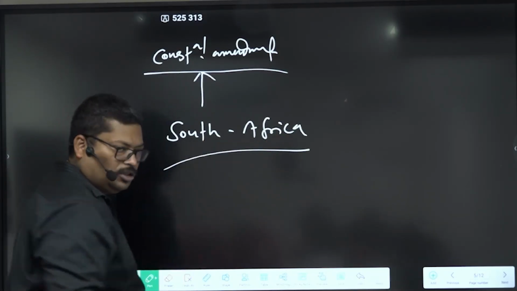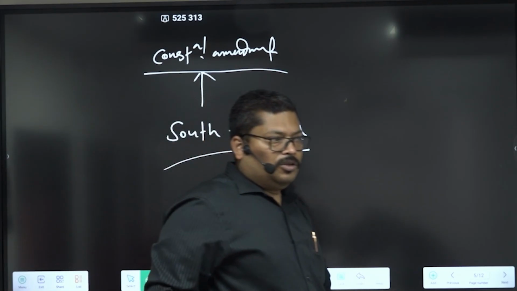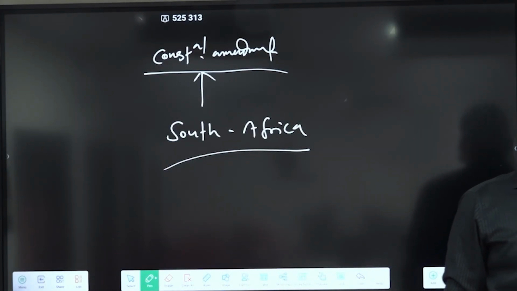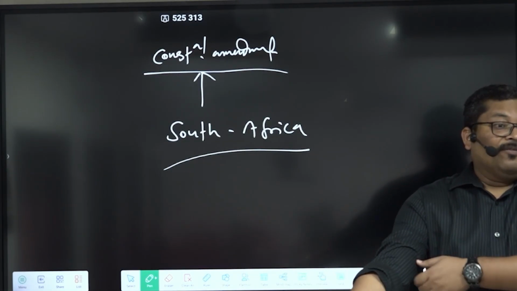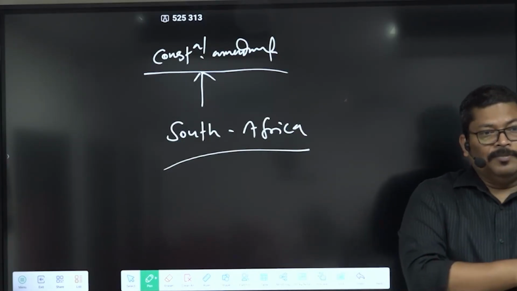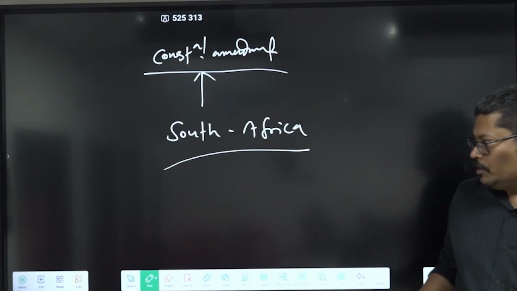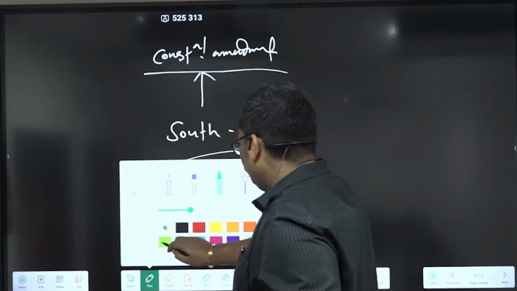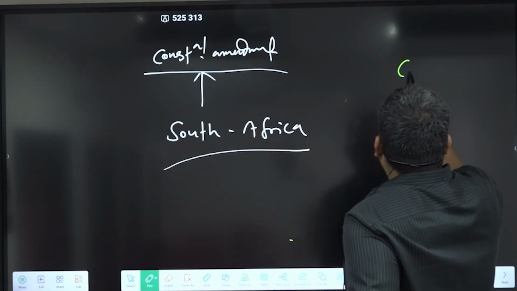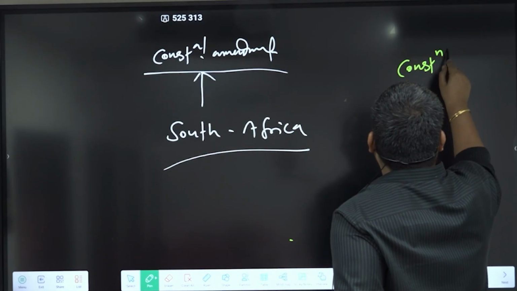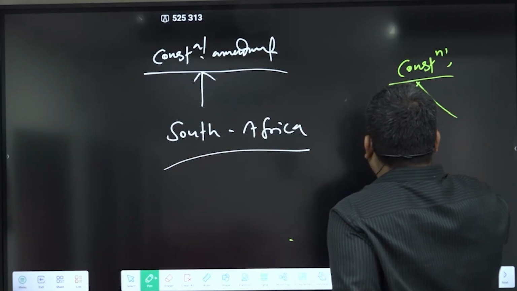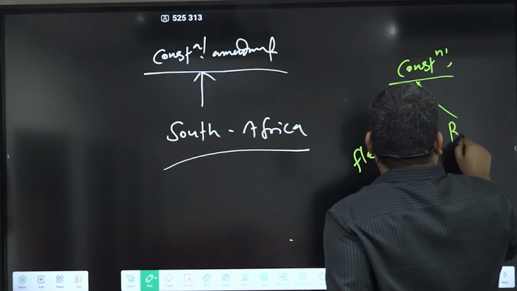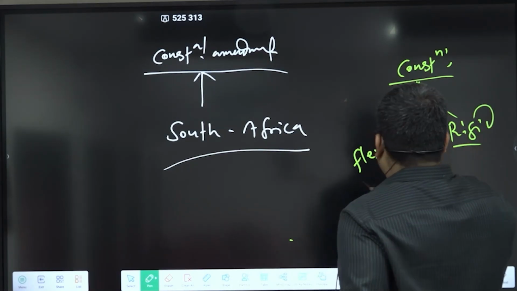South African Constitution. So, the concept of constitutional amendment under the Indian Constitution has been derived from which constitutional scheme? South African constitutional scheme. Fine. Look, our constitution has how many sets of provisions? Two sets. What are they? Flexible and rigid.